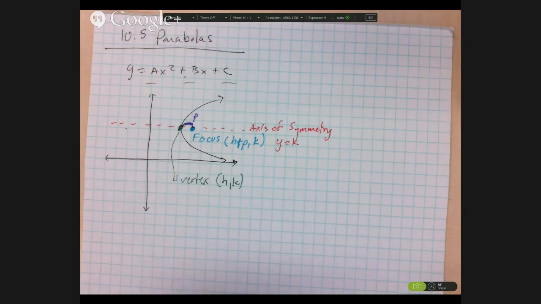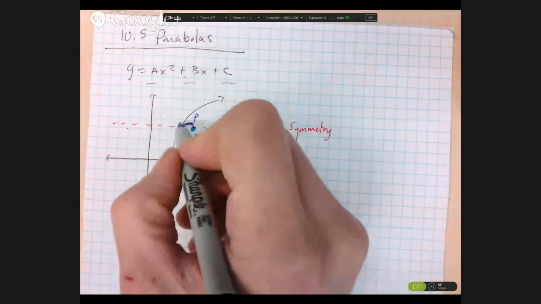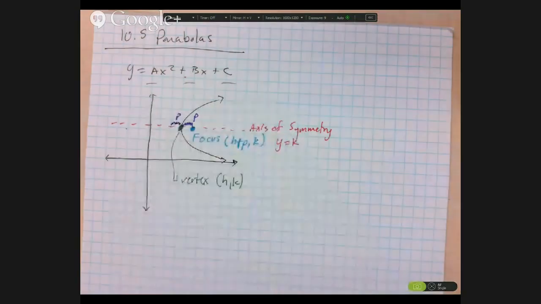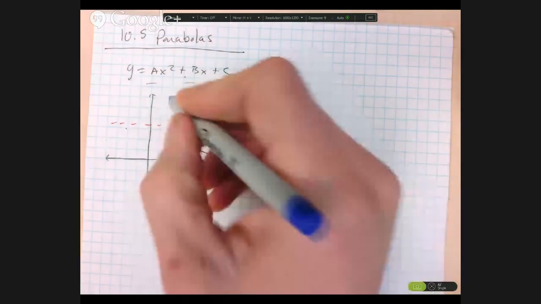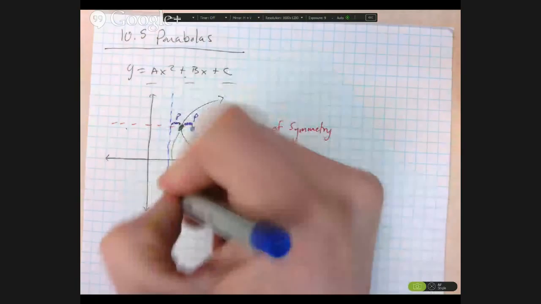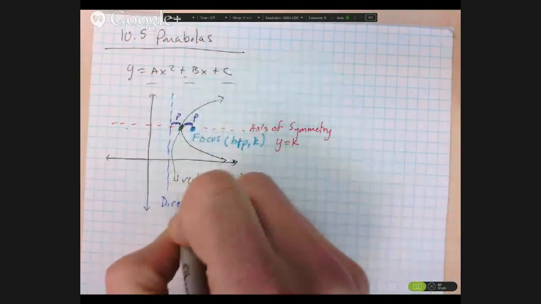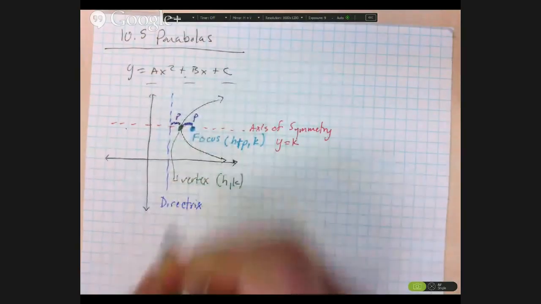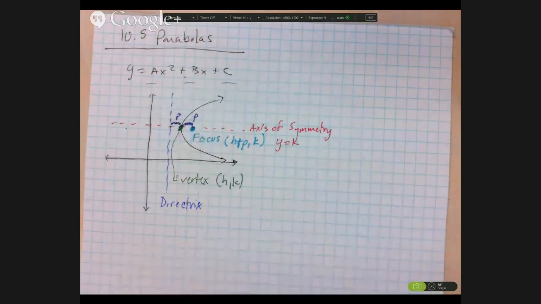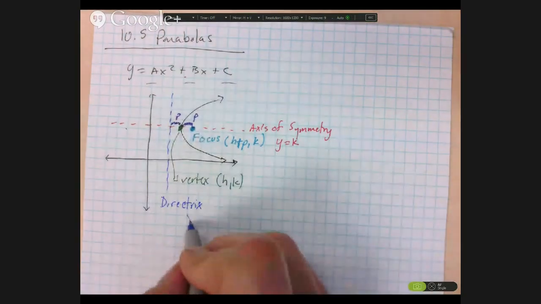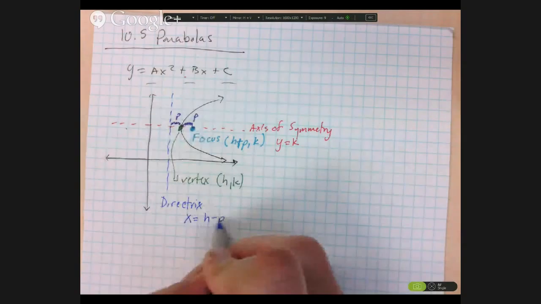p is also the distance to what we call the directrix. Remember that word? It's x equals h minus p.